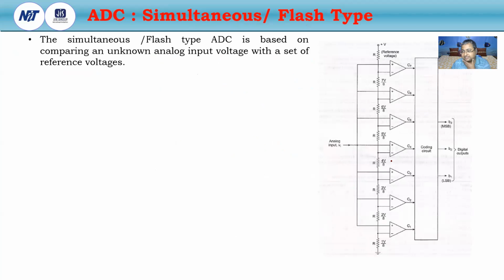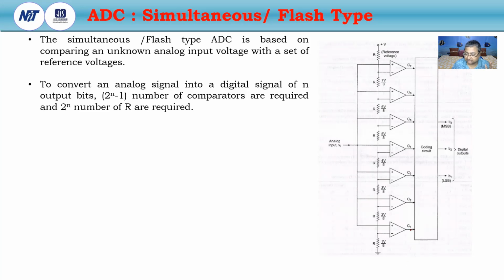In the flash type ADC, only comparators, coding circuits, and resistors are used. The comparator compares the analog input signal with its particular reference voltage, and the output of the comparator will be at logic 1 or logic 0, and this will be coded through the coding circuit. Here we will use the priority encoder and get the specific binary output.